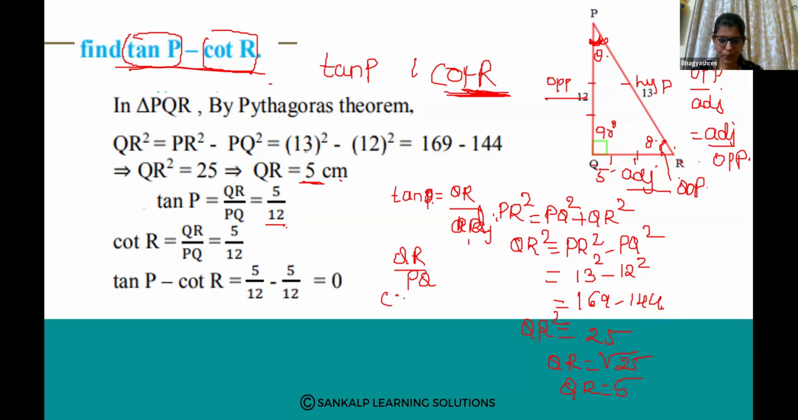Cot R is equal to the adjacent side, that is QR divided by PQ. QR value is 5, PQ value is 12. Tan P minus cot R: 5 divided by 12 minus 5 divided by 12. Both will get cancelled. You will get 0. Okay. Understood? So wait for a minute. Do you have any doubt? Shall we move to the next problem?